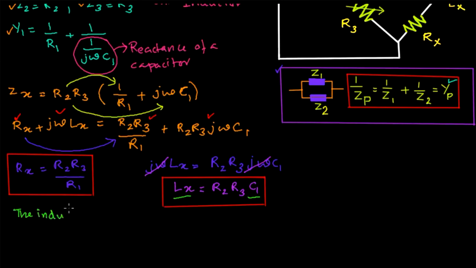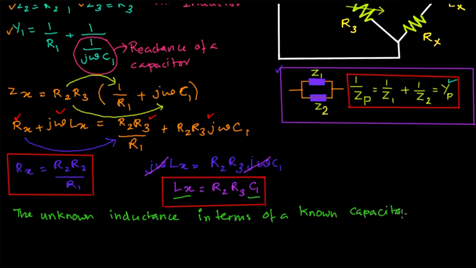The inductance, not just inductance, it is the unknown inductance, in terms of a known capacitance. So here the known capacitance is C1. So using C1, R2, R3 we can find out the unknown inductance value.